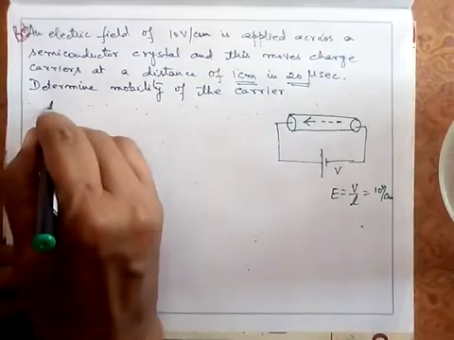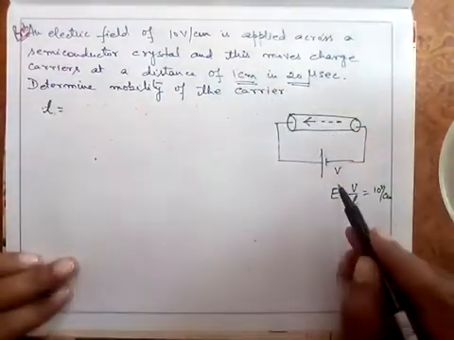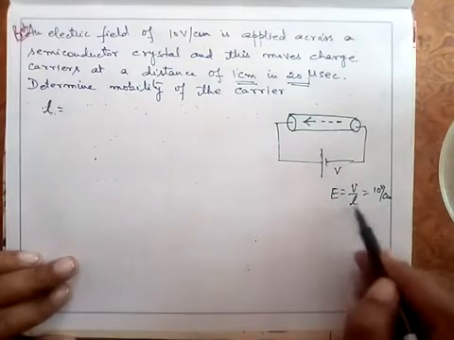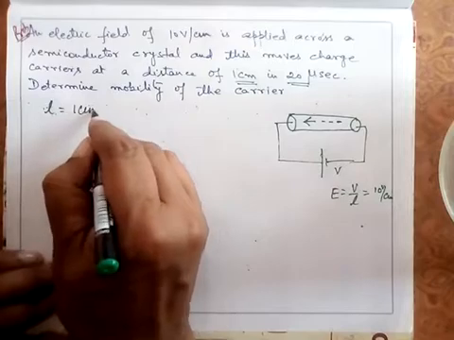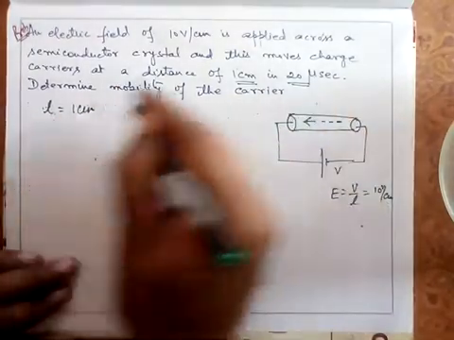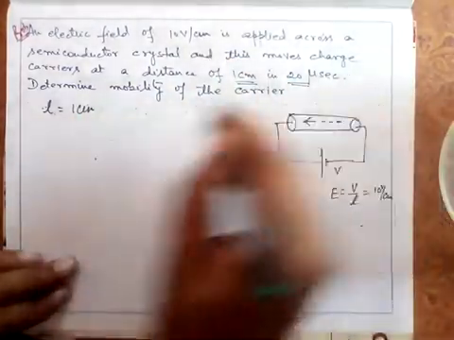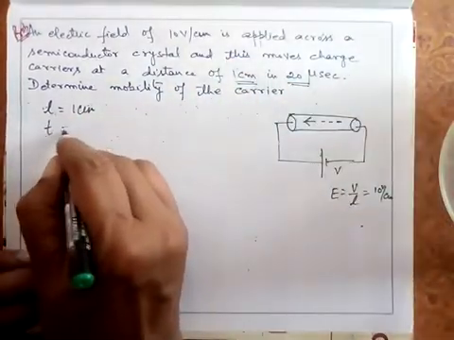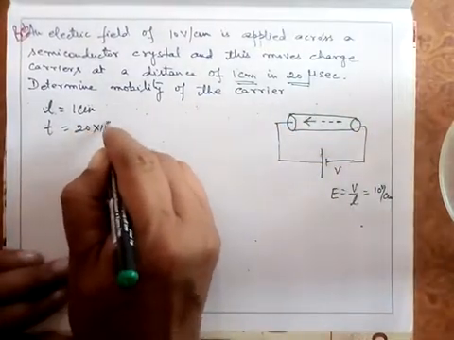So this L is given to you, how much it has covered, the length or the distance that it has moved after the application of this electric field. Length is 1 centimeter in 20 microseconds. Let's convert this into seconds. This time is equal to 20 into 10 to the power minus 6 second.